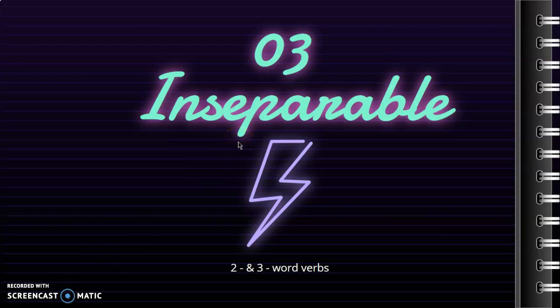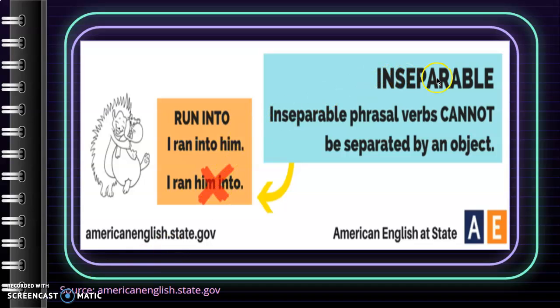Now, inseparable phrasal verbs are also known as two- and three-word verbs. Inseparable phrasal verbs cannot be separated by an object. They always go together. An example of this is run into. I ran into him. It's incorrect to say I ran him into. Is there a rule for this? No, there isn't a rule.